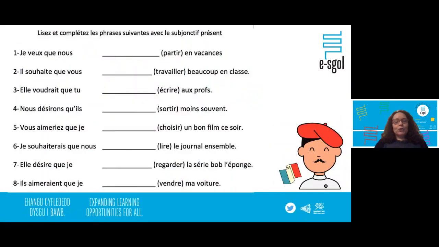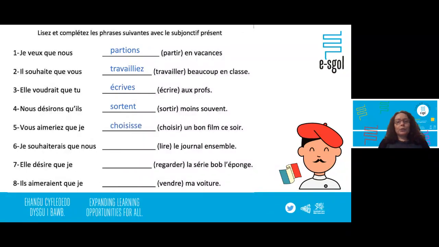Allons-y. So, we did this one in the lesson, so hopefully you know this one. So, je veux que nous, and then we have to conjugate partir en vacances in the subjunctive, so that would be partions. So the only thing we've done there is add the I. Il souhaite que vous travailliez beaucoup en classe. Elle voudrait que tu écrives au prof. Nous désirons qu'il sorte moins souvent.